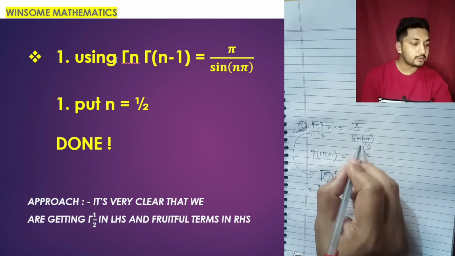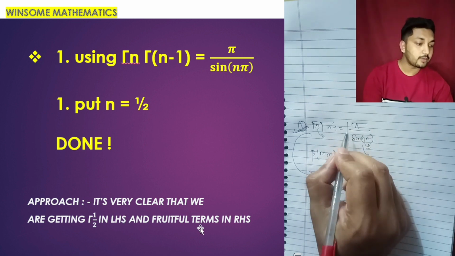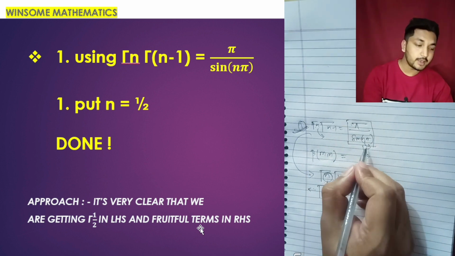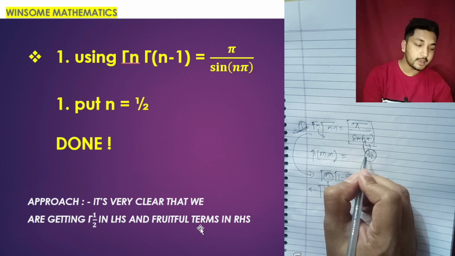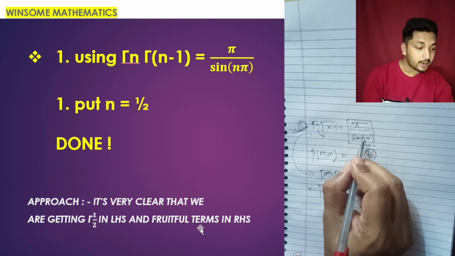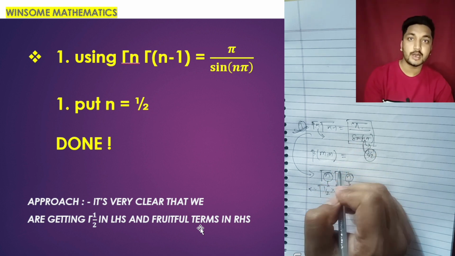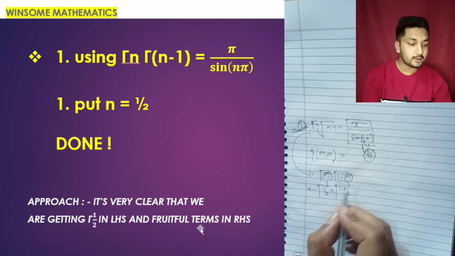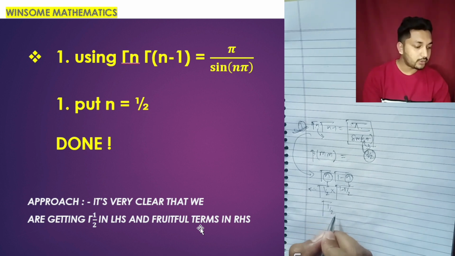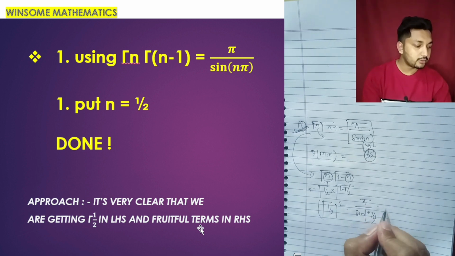And now you will think that in our approach we are getting 1 by 2 in the LHS and fruitful terms in the RHS. What does fruitful mean? It means that something is very easy, like n equal to 1 by 2. And what is this n? This n is the angle of sine, and which angle? Pi by 2, and sine pi by 2 is 1. So we are just getting pi in the RHS and gamma 1 by 2 whole square in the LHS. That's why we have used this relation, and now we can easily write gamma 1 by 2 whole square is equal to pi upon sine pi by 2, and this is equal to pi.